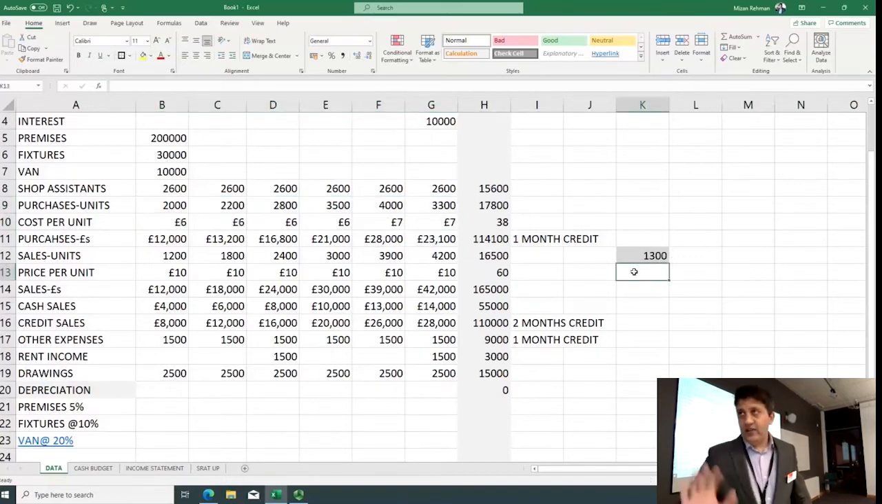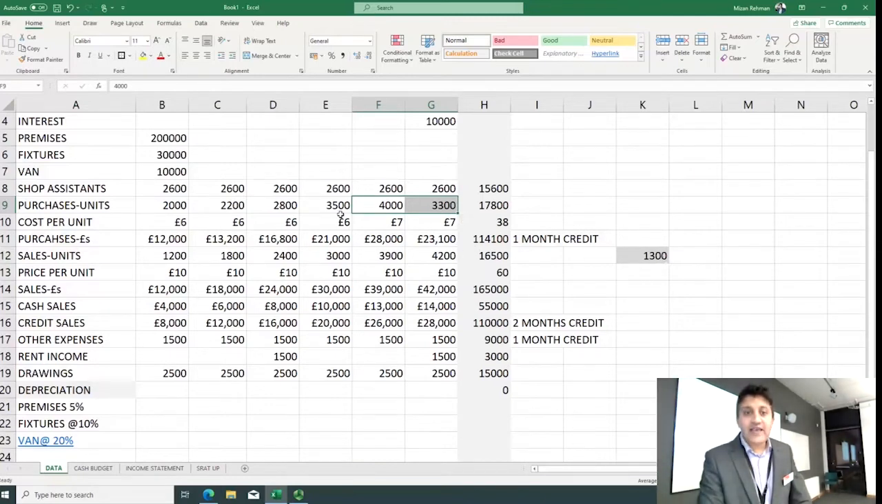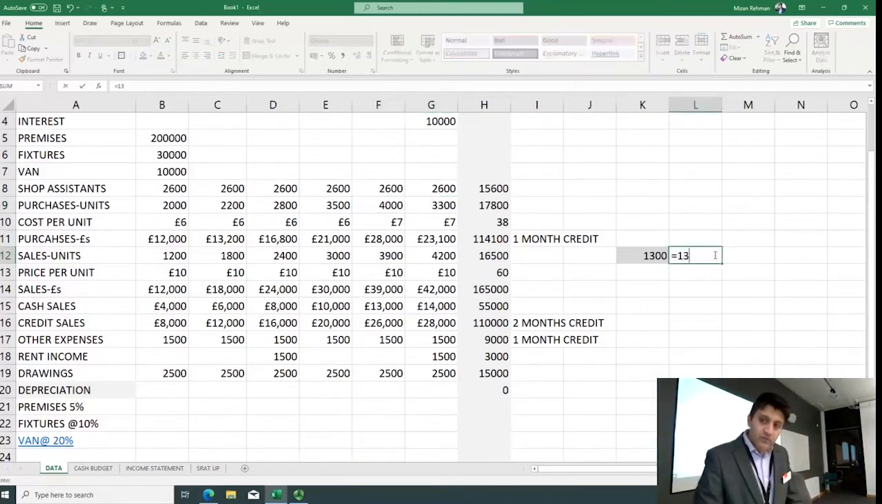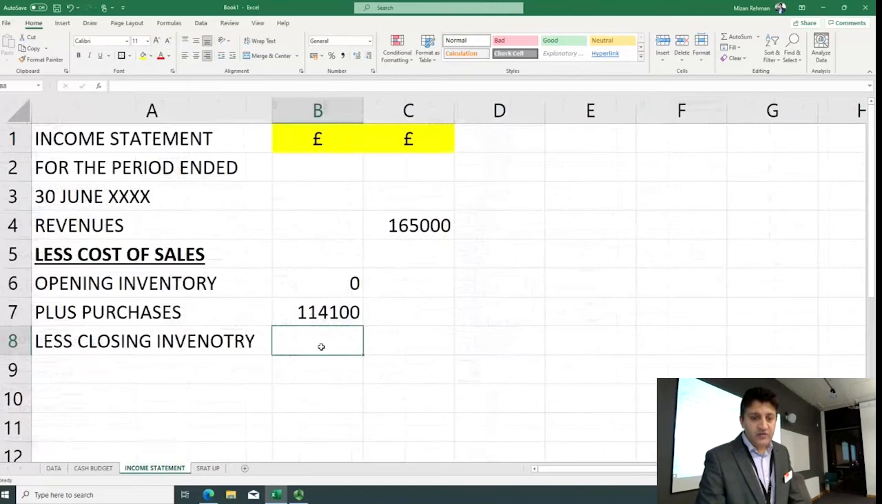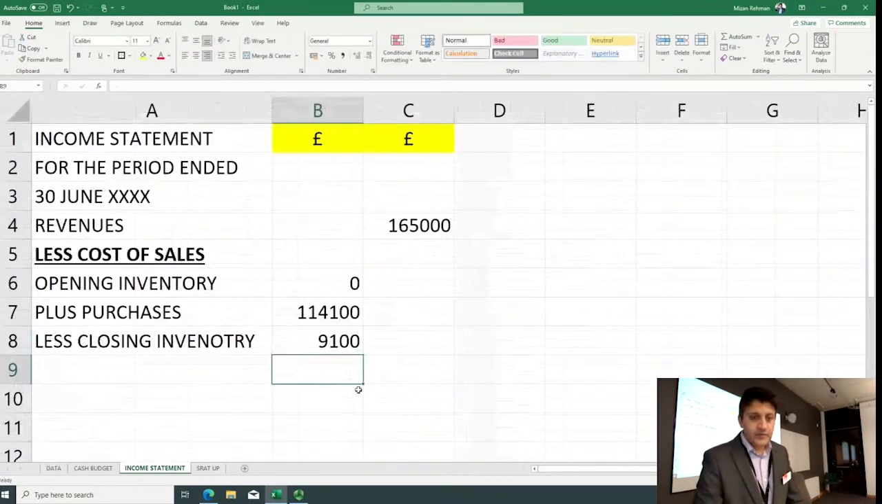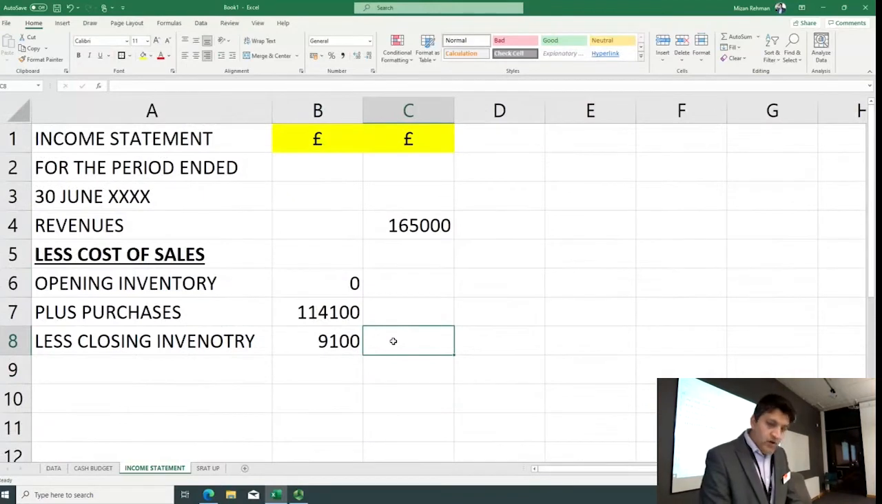Let's assume that we were left with 8,000 units. In that case, what will happen? 7,300 were bought at 7, and 700 were bought at 7, and that's how we will value them. But in this case, it's easy peasy. Simply multiply this with 7, and you got your answer, 9,100. Income statement, link or no link, let's put the link. And this leads us to our cost of sales.